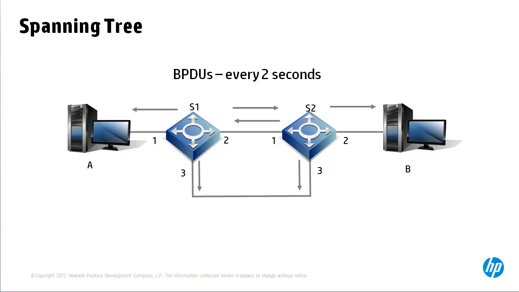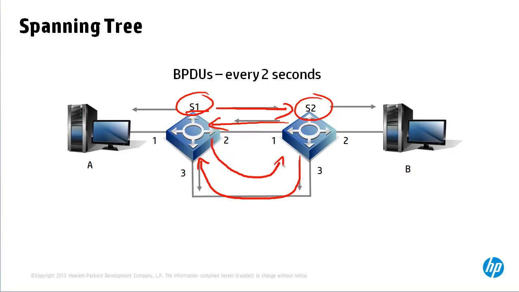As an example, switch 1 will know that there's a loop because it's receiving a BPDU from switch 2 on port 2 as well as port 3. So BPDUs from a switch with the same bridge ID are received on multiple ports. Thus switch 1 knows that there's a loop. By the same token, switch 2 will also know that there's a loop because it's receiving a BPDU with the same bridge ID on port 1 as well as port 3.